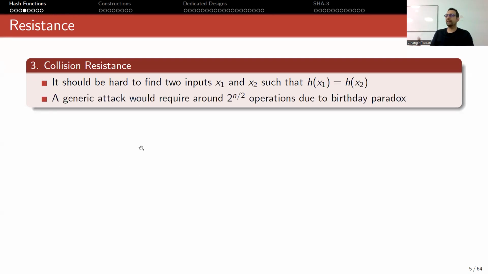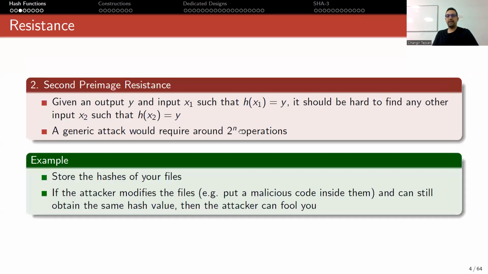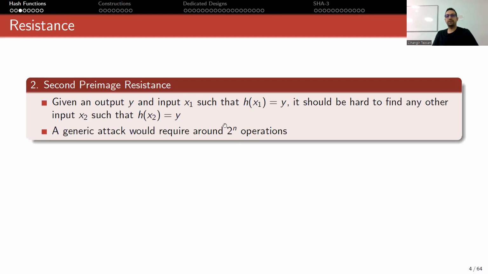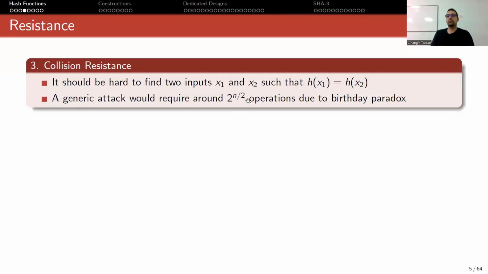In this scenario you have more freedom, so a generic attack will require around 2 to the n over 2 operations. As you can see, this is the square root of the previous generic attack, so it is really small compared to it. For instance, if n is 256 bits, you need 2 to the 256 operations to find a pre-image or second pre-image. Here you need the square root of it, which is 2 to the 128 operations. This is due to the birthday paradox, which I will explain in a minute.